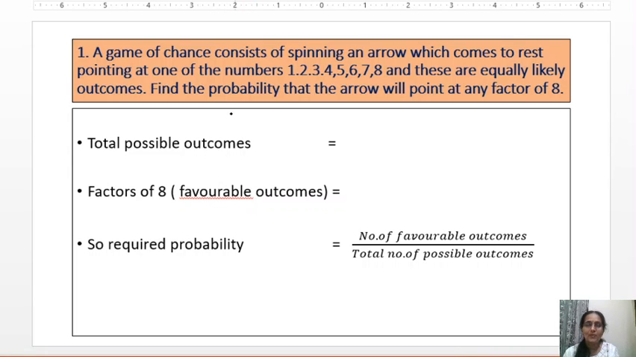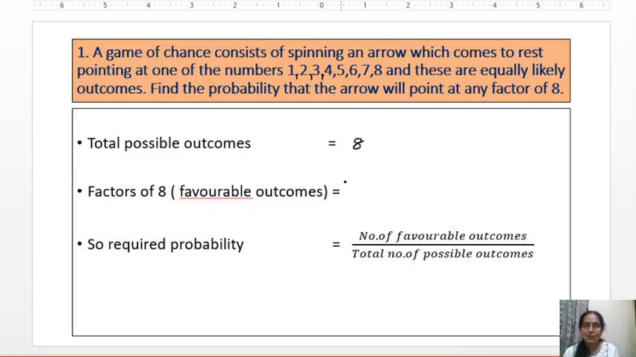Let us solve the sum. Let us understand the question first. A game of chance consists of spinning an arrow which comes to rest pointing at one of the numbers 1, 2, 3, 4, 5, 6, 7, 8, and these are equally likely outcomes. Find the probability that the arrow will point at any factor of 8. What are the total possible outcomes? There are 8 total possible outcomes: 1, 2, 3, 4, 5, 6, 7, 8.